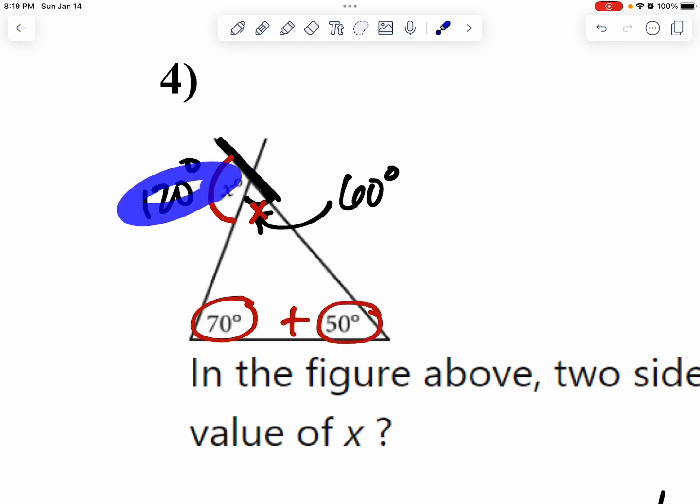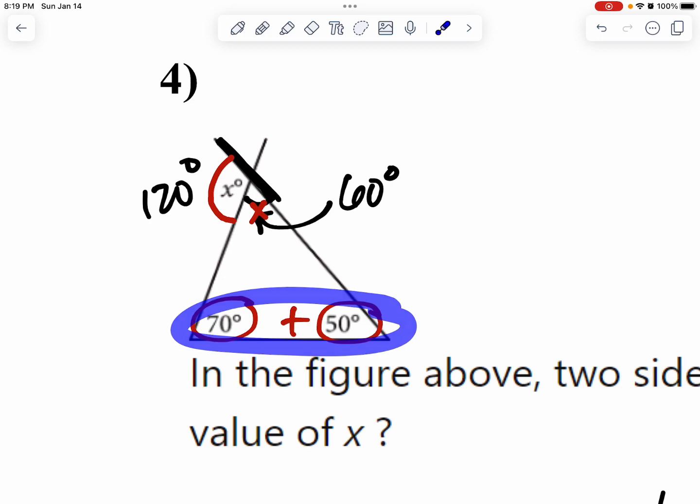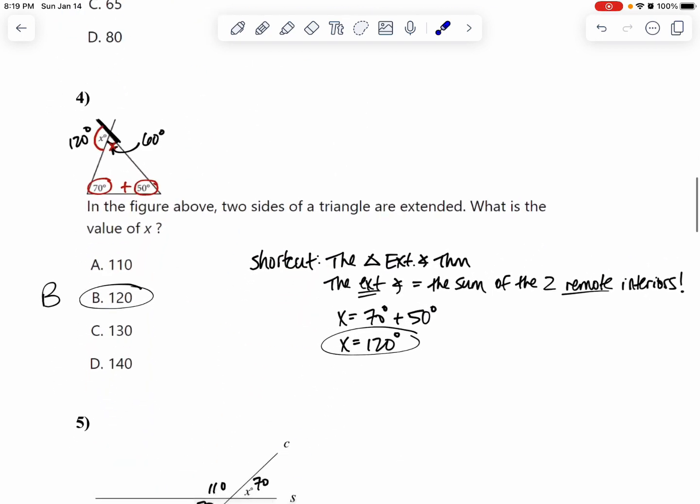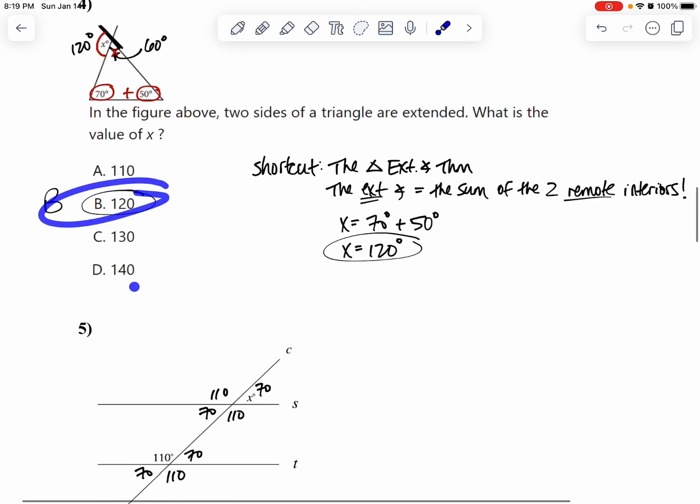Isn't that kind of cool? The exterior angle, this one, on the outside of the triangle, is equal to, skip this one, these two added together. 70 and 50 equals 120. It's called the exterior angle theorem. It's called the two remote interiors. Remote means like not touching this angle. It's the other two angles of the triangle, which is kind of cool. Either way you look at it, you guys, you get 120 degrees.